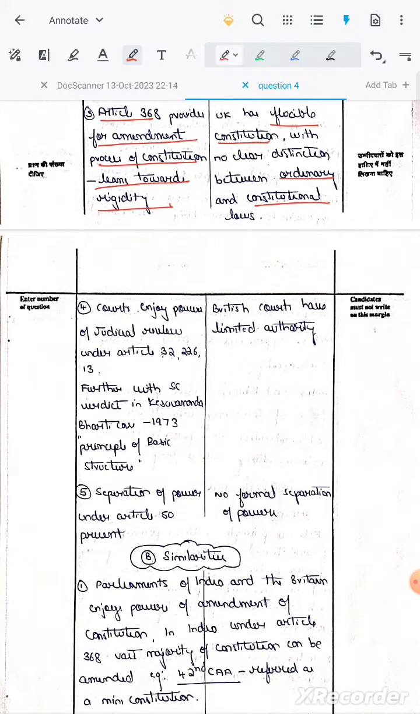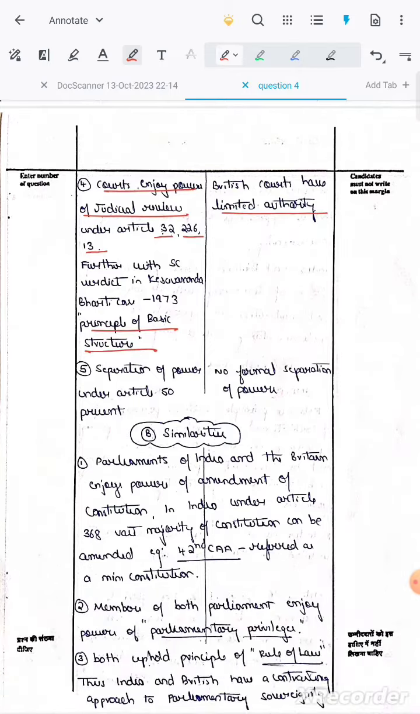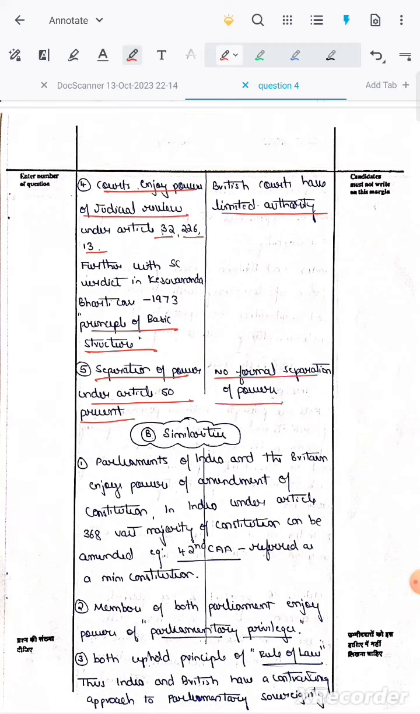The fourth point is, in India, the courts enjoy the power of judicial review under Articles 13, 32 to 226. Further, the Supreme Court verdict in the Kesavananda Bharati case and many other cases uphold the principle of basic structure, that is the basic structure doctrine, whereas the British courts have limited authority. The fifth point is, the separation of powers under Article 50 is present in India, while in Britain there is no such formal separation of powers.